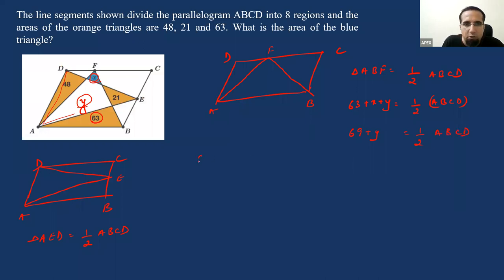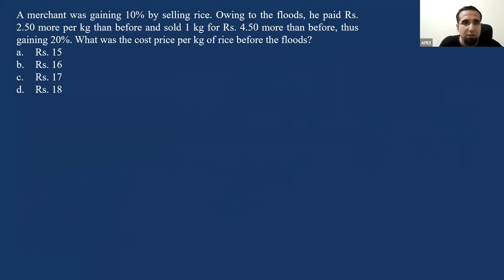So I can equate both of them. I get 63 plus X plus Y is equal to 69 plus Y. Y gets cancelled, and the value of X is equal to 6. And what is the question asking you? The triangle in the blue area, which is X, and therefore 6 should be your answer. Not a very difficult theorem, but I'm not considering this as one of the prospective questions. So you should have looked at 11 easy questions.